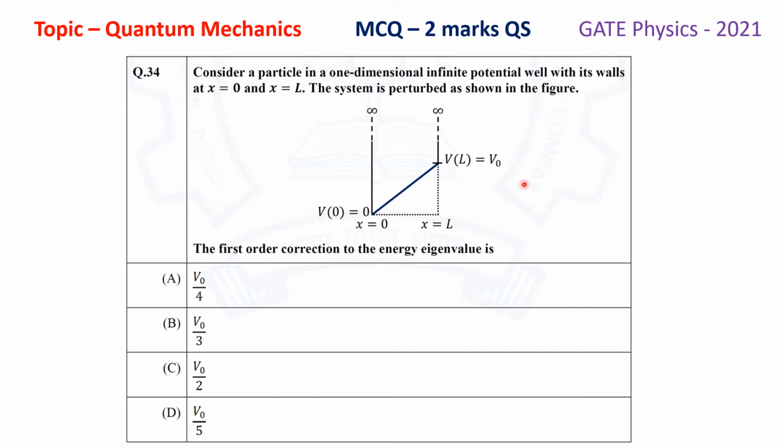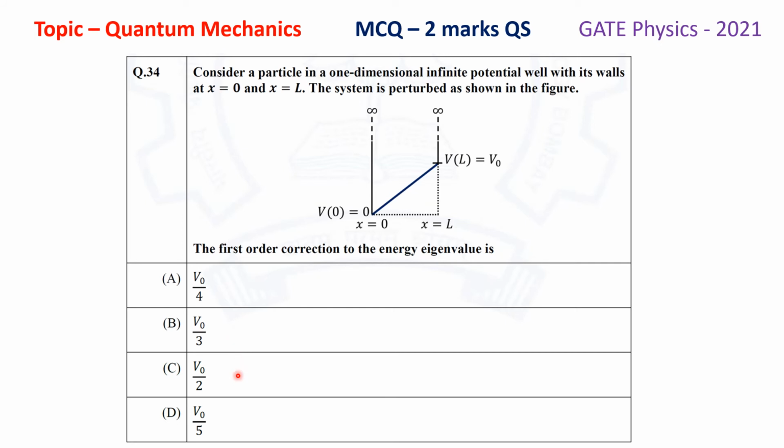So in the figure it has been shown a particle in a one-dimensional infinite potential well. In addition to that, we have a perturbed potential which is varying linearly from x equals 0 to x equals L. At x equals 0, the perturbed potential has value 0, and at x equals L, the perturbed potential has the value V0. We have to find the first order correction to the energy eigenvalue.